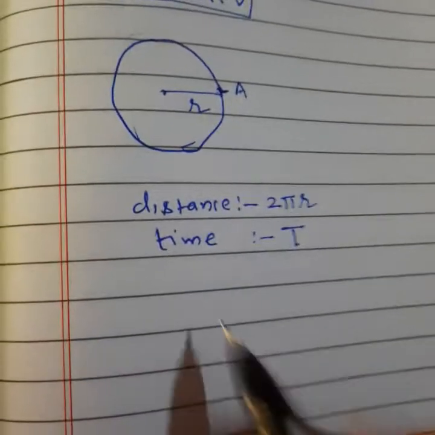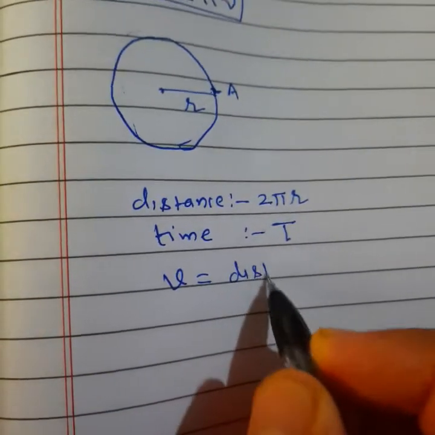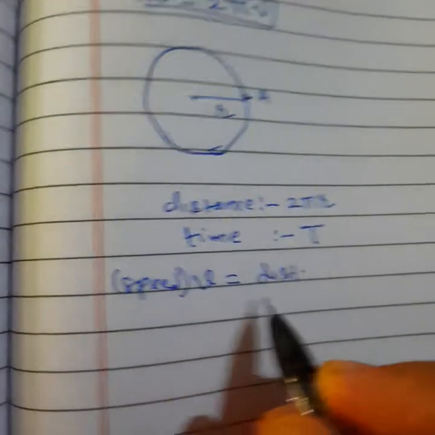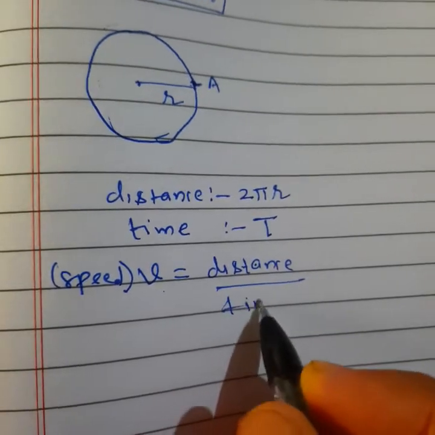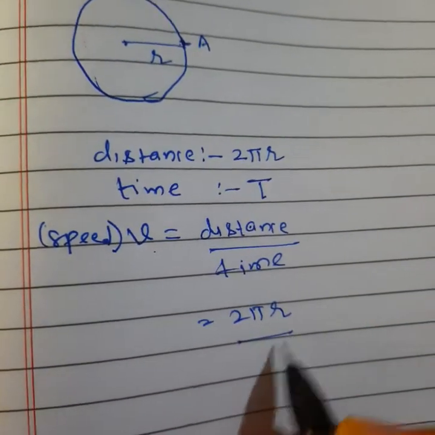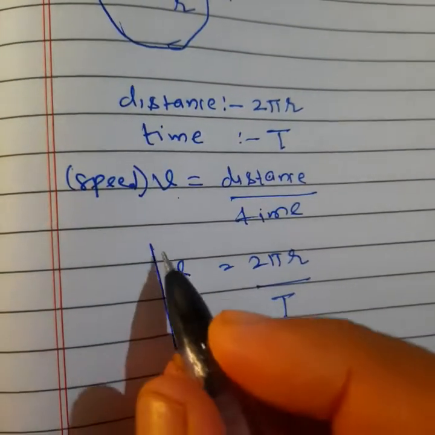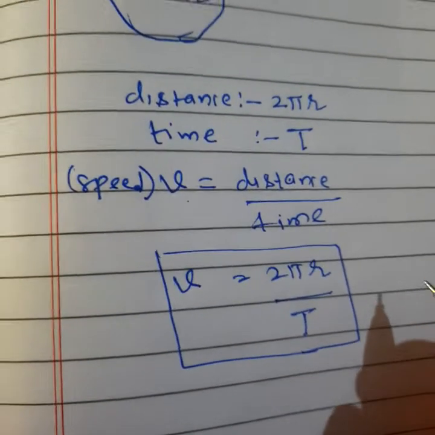So what will be velocity? Velocity is equal to what? Distance... speed, you can say, no problem. What will be speed? Distance upon time. What is distance? 2 pi r, divided by time, which is T. So we can say V is equal to 2 pi r divided by T. So this is the second formula you have to learn.